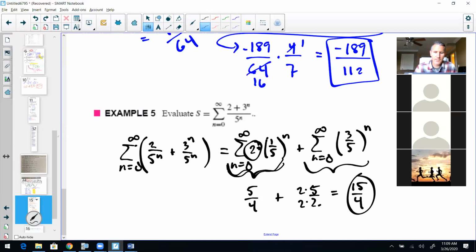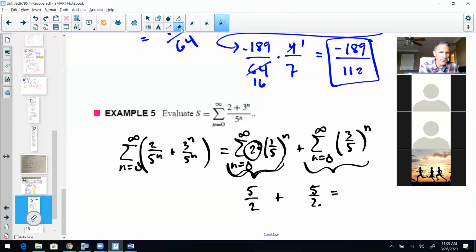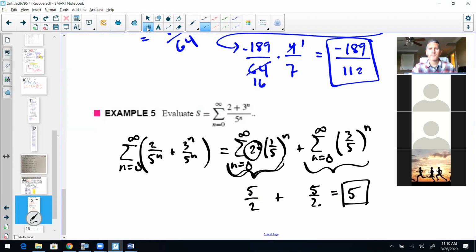Yeah. So that would be, okay, so then let's do this. 5 halves plus 5 halves, right? 5 halves for the second one also. Is that what you guys were saying? So 5 halves plus 5 halves is 10 halves, or 5. Cool. All right. There we go. So that's geometric series. Again, you've seen this stuff before, just kind of reviewing.